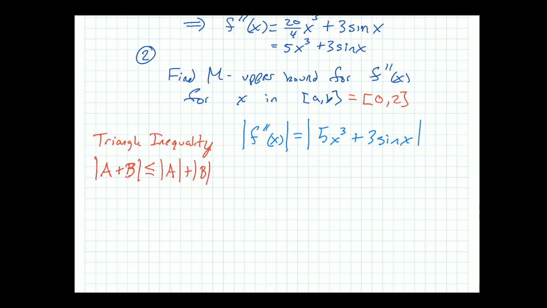So what that lets you do is say this is less than or equal to, and you just split it up into two separate absolute values. So you do the absolute value of 5x cubed plus the absolute value of 3 sine x. And that's the triangle inequality. Then what we need to do is find a bound for each of these separately.